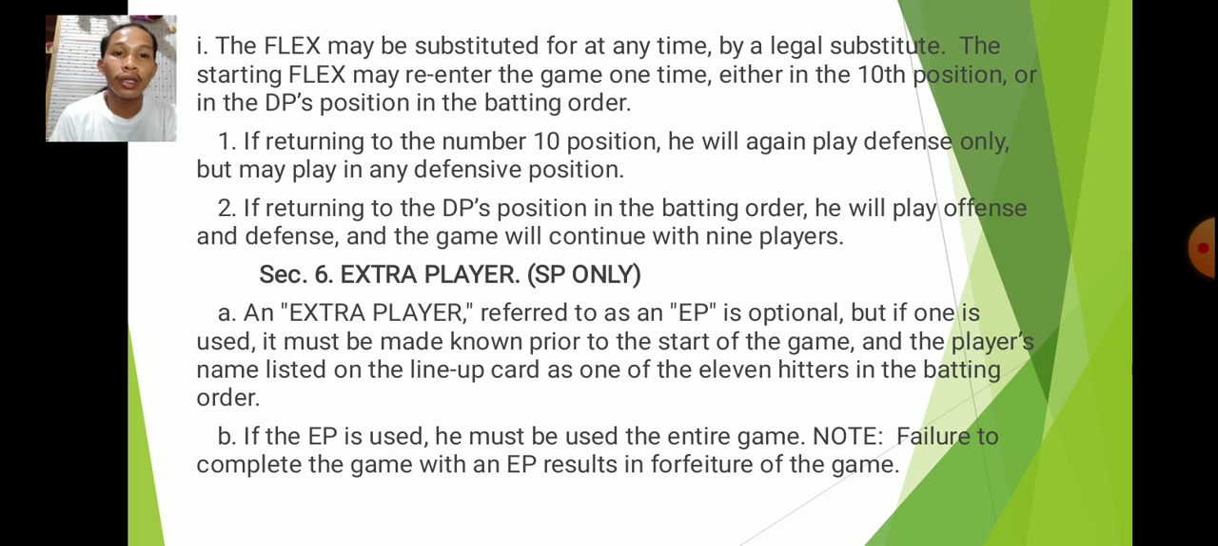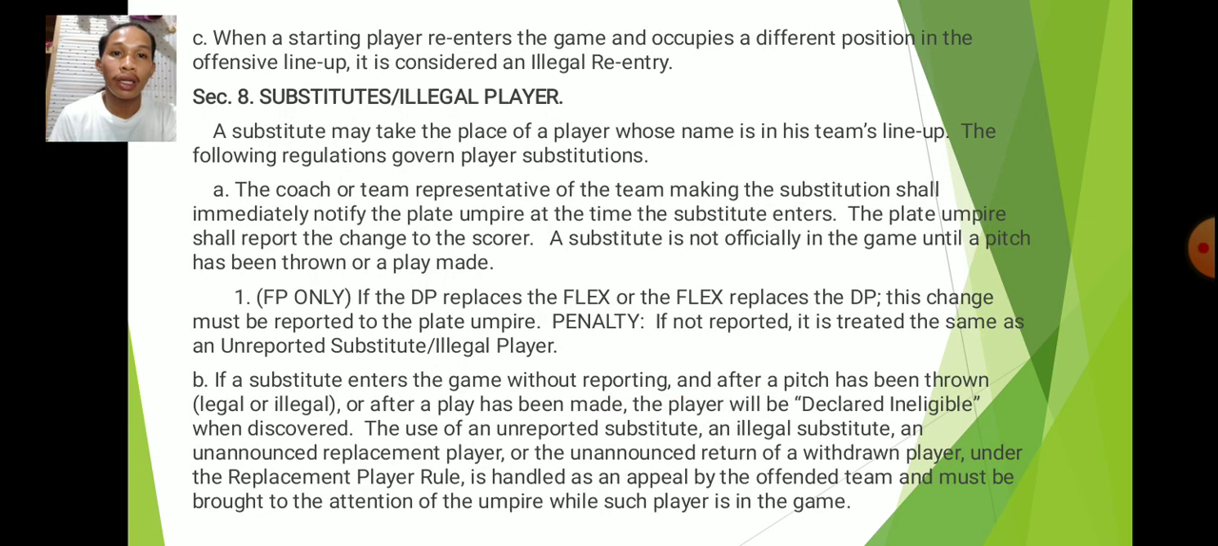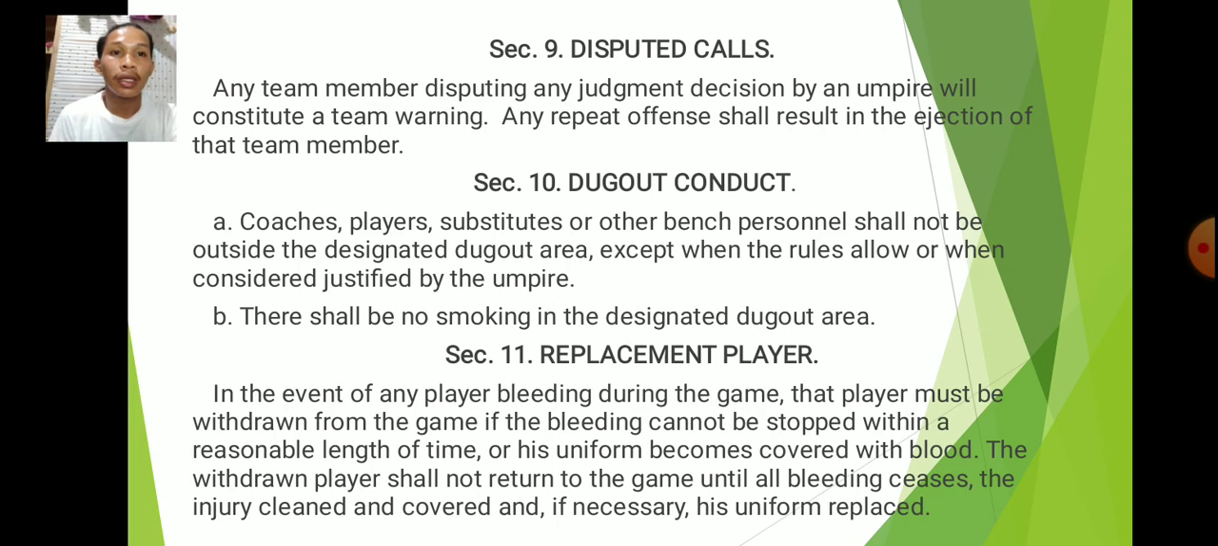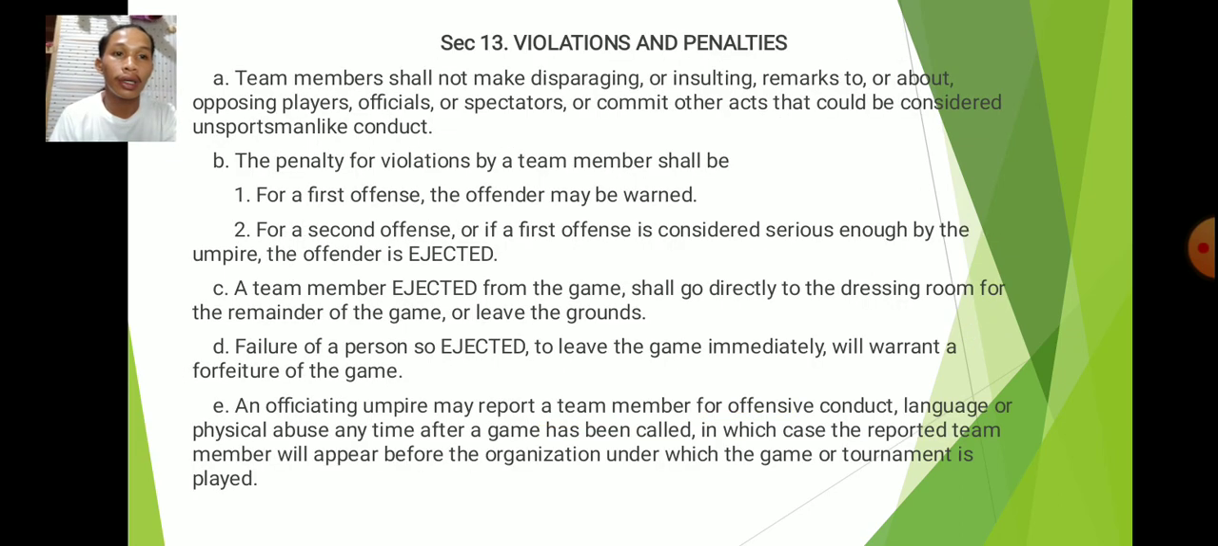Section number 6, extra player, SP only. Section number 7, re-entry. Section number 8, substitutes and illegal player. Section number 9, disputed calls. Section number 10, dugout conduct. The coaches, players, substitutes, or bench personnel shall not be outside the designated dugout area except when the rules allow or when considered justified by the umpire. Replacement player, section number 11. Section number 12, temporary runner. Section number 13, violations and penalties.